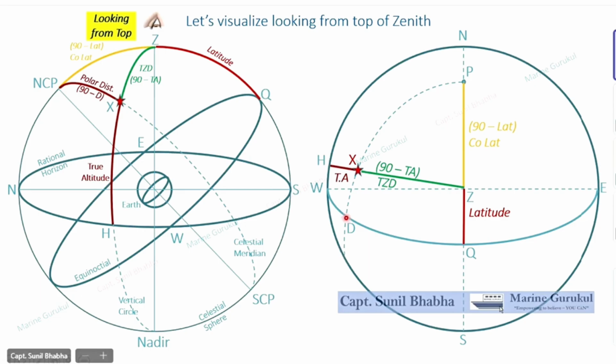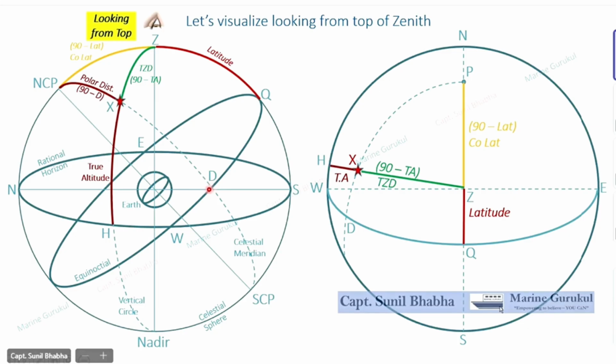Now the celestial meridian of the body cuts the WQE line, the equinoctial, at point D. Now you can look at it in the celestial sphere also. Celestial meridian from the pole going up to the body X goes up to the equinoctial at this particular point. So this point here is the D point referred to in our rational horizon diagram.